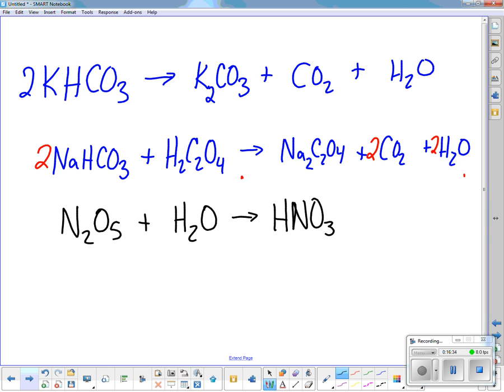What type is it, by the way? Synthesis. I'm taking two things and making one. Good. Okay, so underneath here, I'm going to go N, H, O. Okay, so 2, I'm going to change colors. 2 nitrogens on this side, 1 nitrogen on this side. I'm going to change it to 2. 2 hydrogens on this side. 2 hydrogens on this side. 5 plus 1 gives me 6 on this side. 2 times 3 is 6.